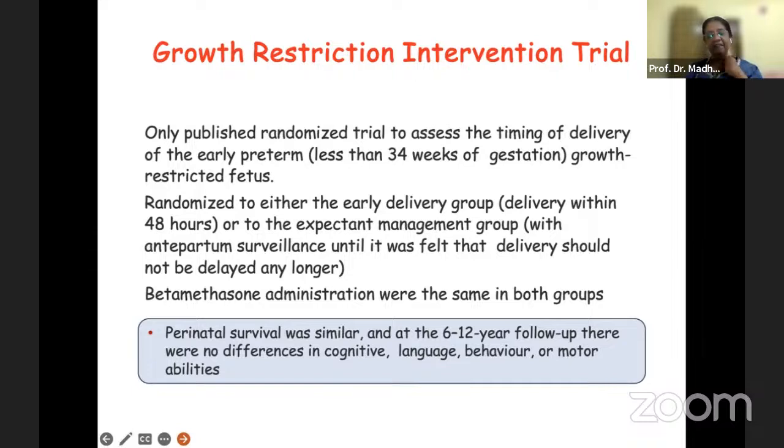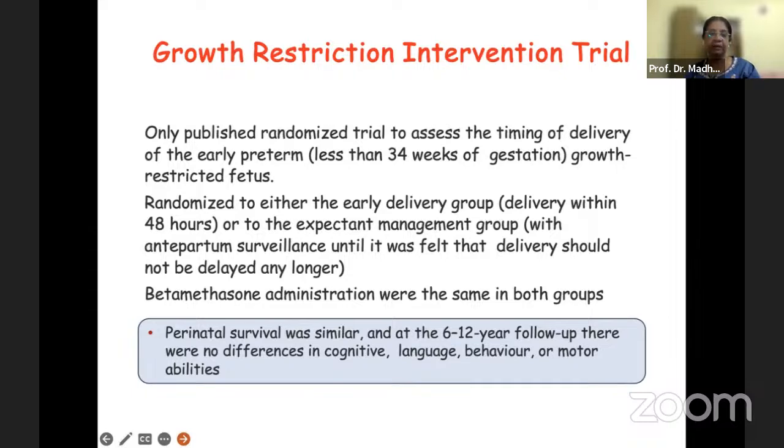In both these groups they gave betamethasone, and they found that the perinatal survival was similar. And when you followed these babies at about 6 to 12 year follow up, there were no differences in the cognitive, language, behavior, or motor abilities.